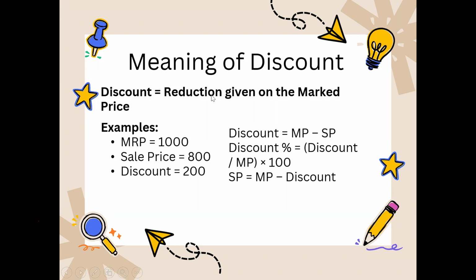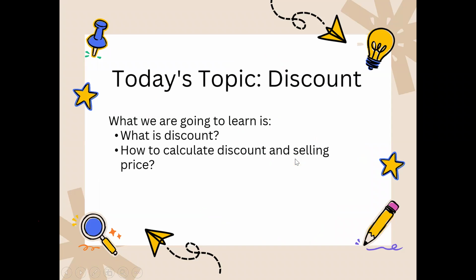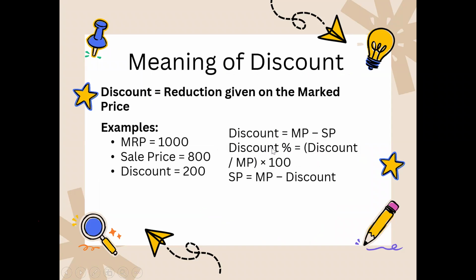First, discount is the reduction on the mark price. So what is reduction? Mark price minus selling price. Now, on the billboards we see, sale, sale, sale, 50% off, 10% off, those are actually discount percentage. How do we calculate discount percentage? The discount we have got, that is mark price minus selling price, on the mark price. So discount divided by mark price into 100.